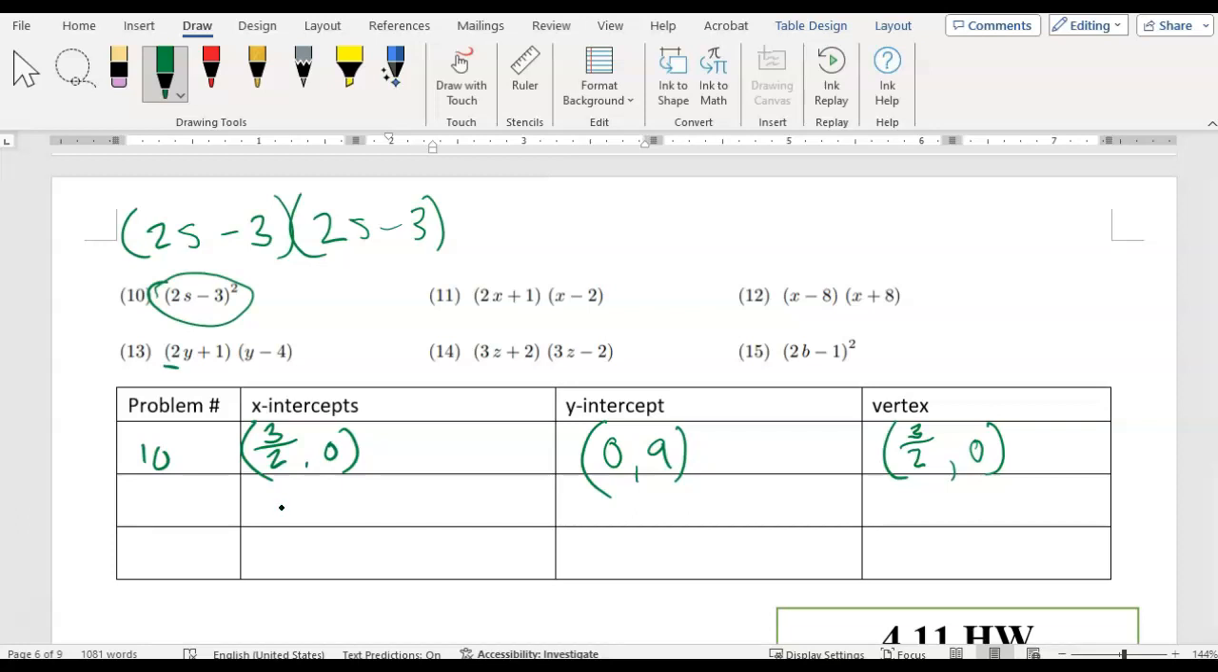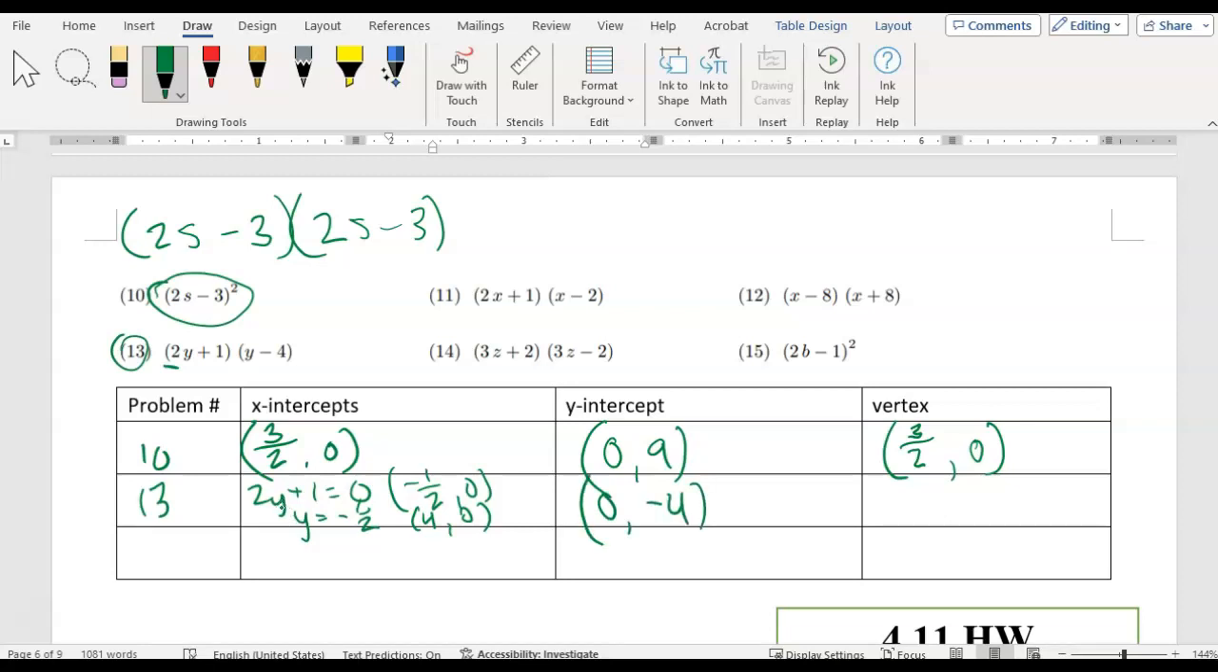All right. Let's go ahead and try, let's do 13. So for 13, we would do 2y plus 1 equals 0. Subtract 1 from both sides, so you're going to get y equals negative 1/2. And so one of your points is negative 1/2, comma 0. It's a little confusing because they use y here. I'm sorry about that. 4, comma 0 is your other one. And so then your y-intercept, we can see here, would be 0, negative 4.